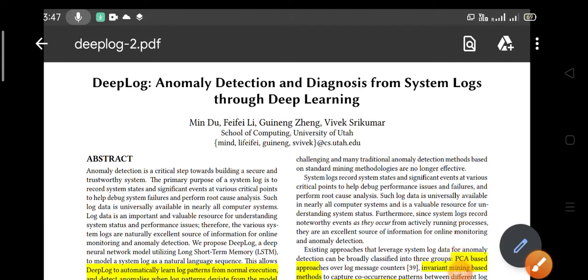Hi, today's topic is DeepLog, anomaly detection and diagnosis from system logs through deep learning. So, the topic is about anomaly detection. That means detecting abnormality from data. The input data is system logs.